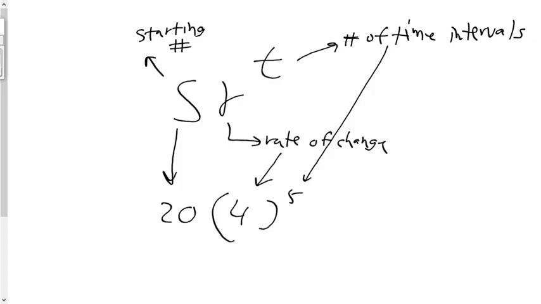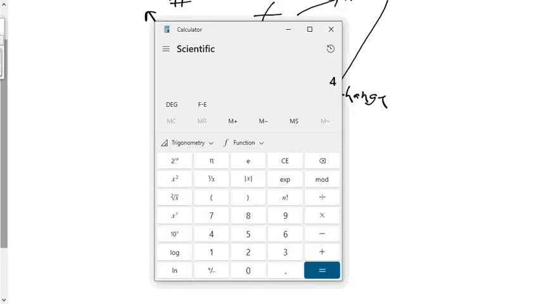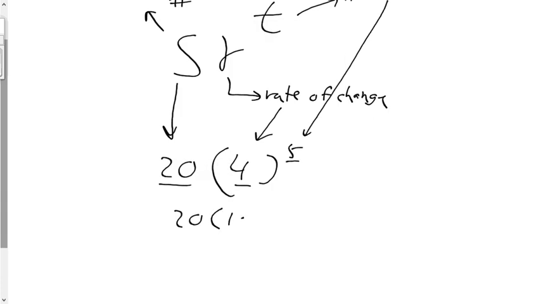So if there's 20 starting bacterium and they quadruple every 2 minutes for 10 minutes, that's going to be 5 intervals. If I simplify this, that's how many bacterium will be in the dish after 10 minutes. So first thing I'm going to do is go, what's 4 to the exponent of 5? 1,024. And 1,024 times 20 is 20,480. So after 10 minutes, there will be 20,480 bacteria.